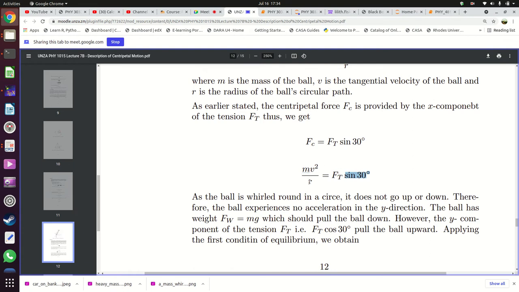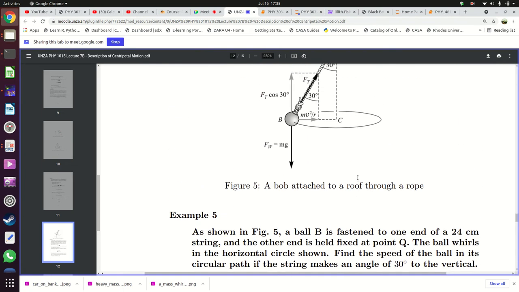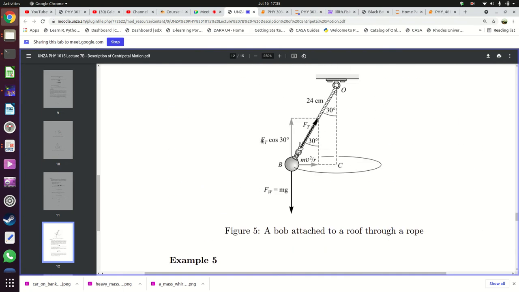So basically, there are three things in this expression: mv squared divided by r is equal to FT sine theta. There are three quantities which you do not know. You don't know the mass of the ball, you don't know the velocity, you do not know the tension. Is that clear? So if you have one equation and three things you don't know, you probably need another equation somewhere. And we're going to get that equation from this information here.